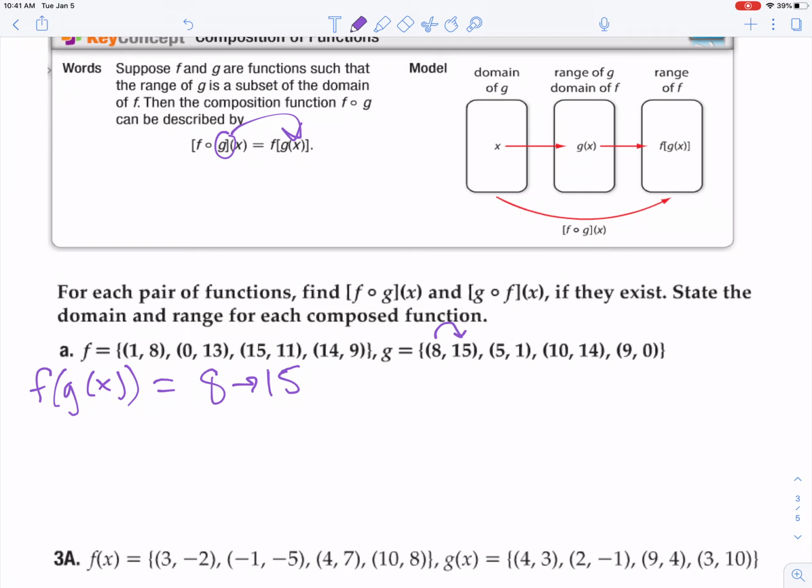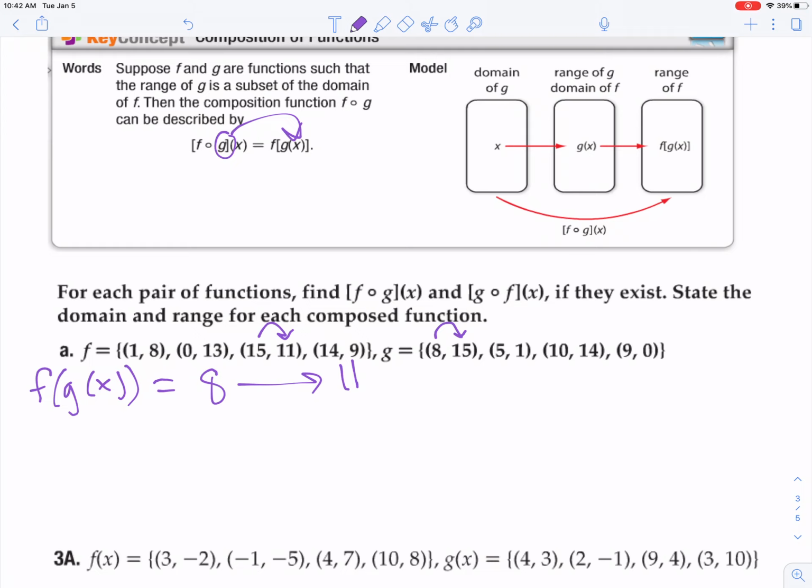So now I have 15. Take 15 and look at only the x values on the f function and find the one that says 15, which of course is the third one. The 15 goes to 11. When you're writing your final answer, the middle part is unnecessary. Your answer really is that 8 goes to 11. And that's how you do those.